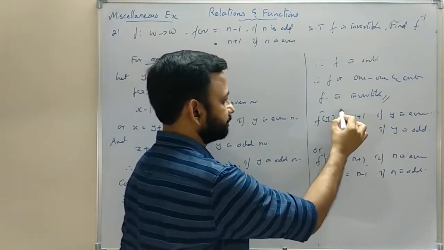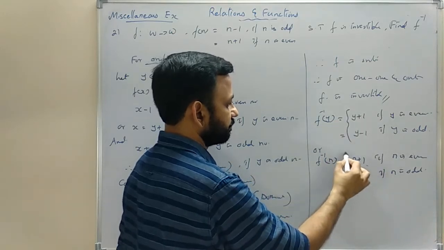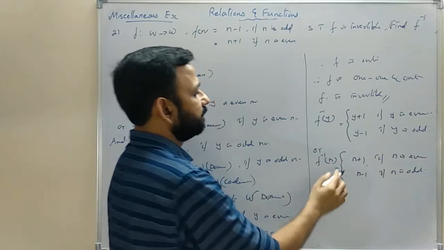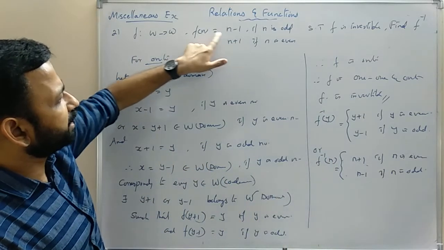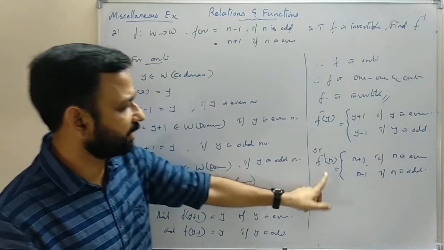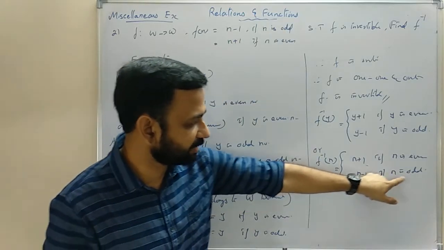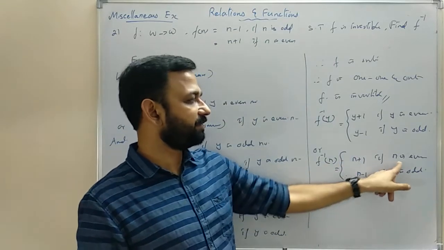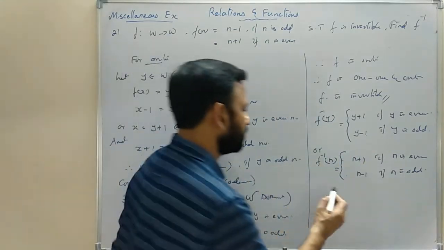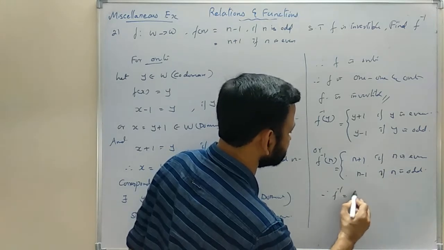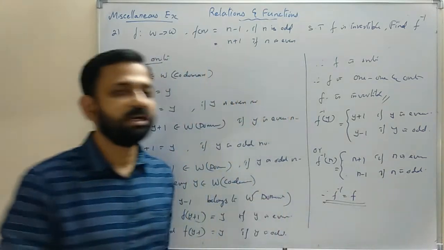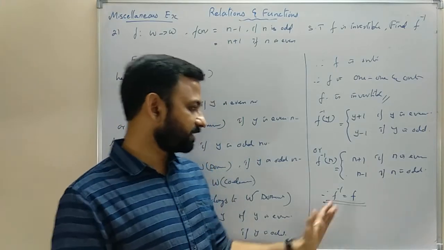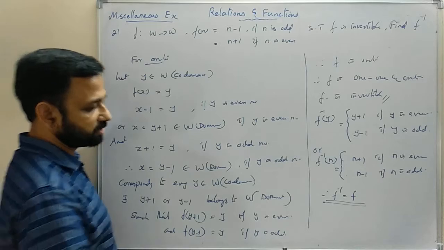We can compare here: f of n is equal to n minus 1 if n is odd. F inverse n is equal to n minus 1 if n is odd, and equal to n plus 1 if n is even. So both the functions are the same, so we can write f inverse is equal to f. So in this question, the inverse of the function and that function are the same, so f inverse is equal to f. So that is the second question.